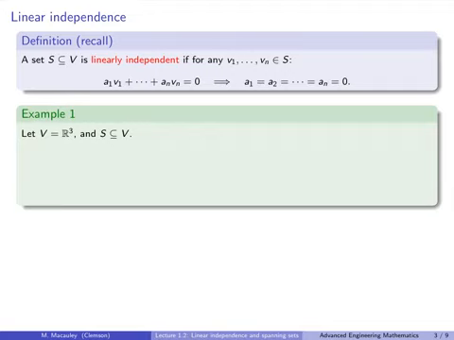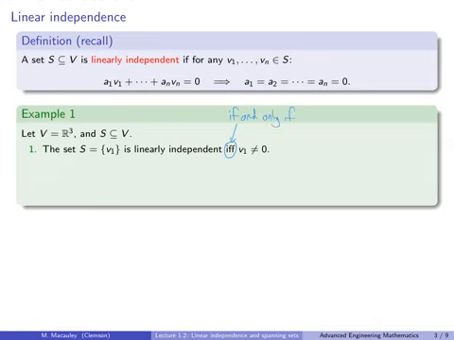Consider the vector space R3. We'll look at a variety of sets S and see which are independent and which are not. First, let's consider a set containing a single vector v1, and I claim that it is linearly independent if and only if v1 is non-zero. Now, let me say a few words about this. First of all, this iff means if and only if. Sometimes that is written instead with this double arrow, like this.